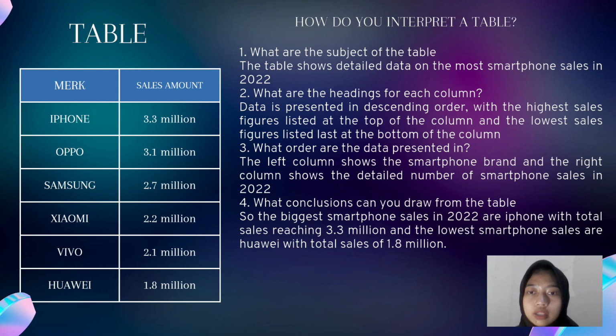And last, what conclusion can you draw from the table? So the biggest smartphone sales in 2022 are iPhone with total sales reaching 3.3 million, and the lowest smartphone sales are Huawei with total sales of 1.8 million.